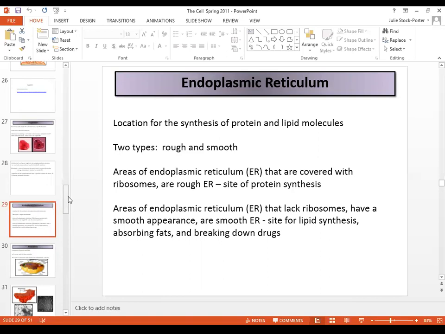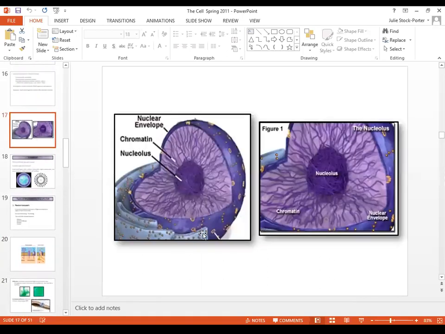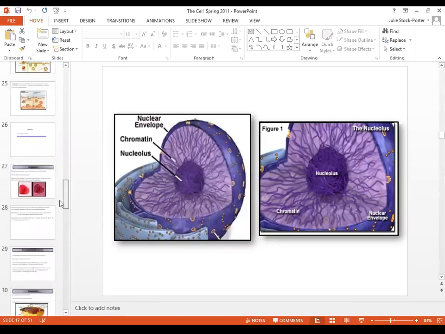When we go back up here again at this picture that we were looking at of the nucleus, do you see all these little dots on the endoplasmic reticulum? See, the endoplasmic reticulum is this kind of foldy shaped thing. We'll look at more pictures of it and you can see it more clearly. But do you see all these little dots on it? These little dots on the endoplasmic reticulum indicate that it is rough endoplasmic reticulum.